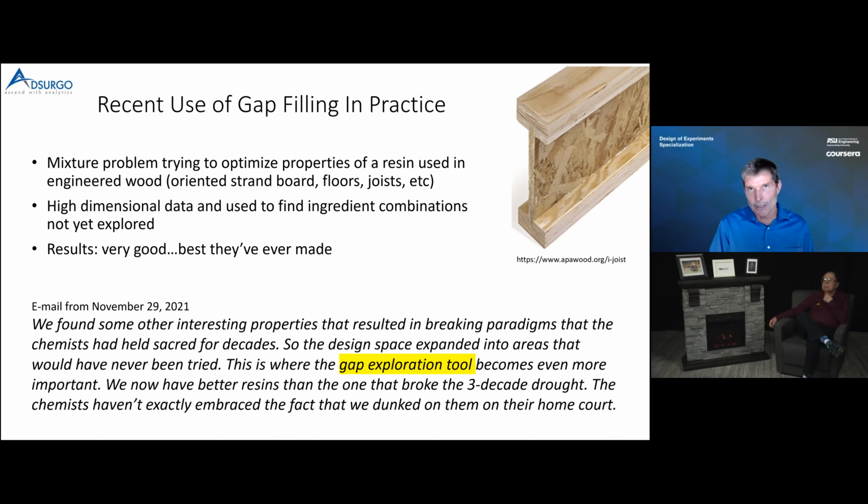We now have better resins than the ones that broke a 3-decade drought," which, by the way, they broke that drought by using the mixture models and design of experiments, because this company had never heard of any statistical approach to testing. They just did it because they're clever chemists and they knew process knowledge. And the chemists haven't exactly embraced the fact that we dunked on them on their home court.